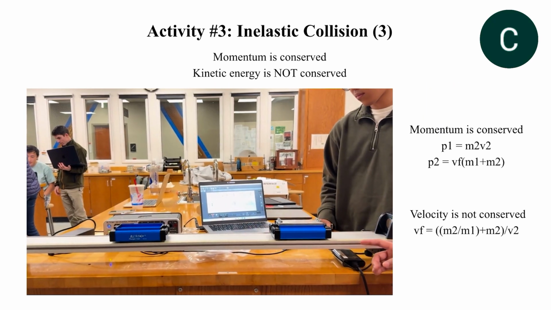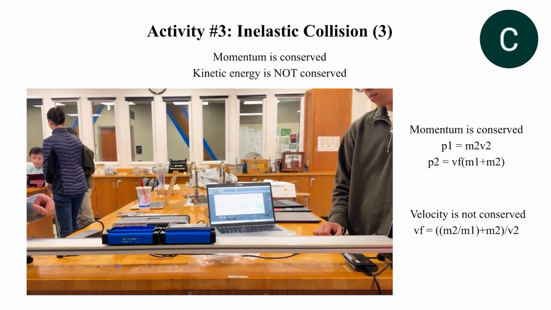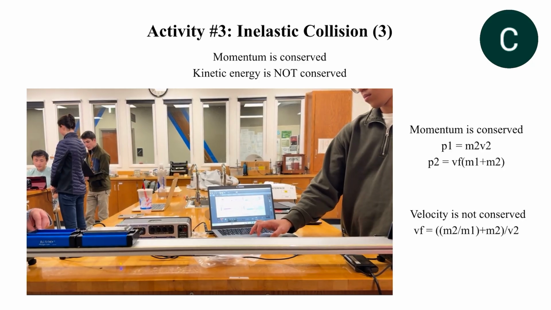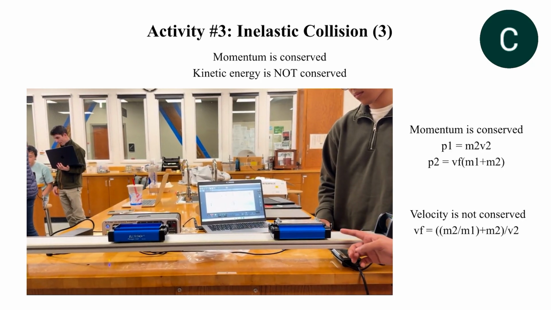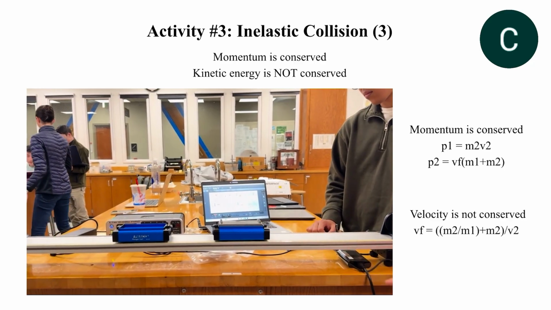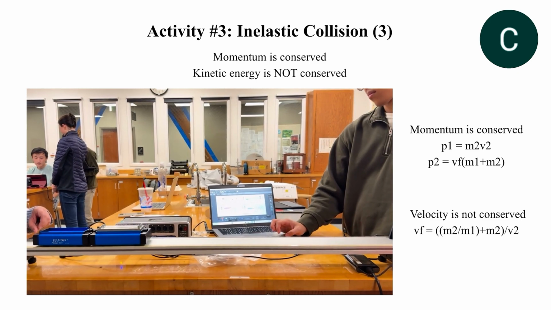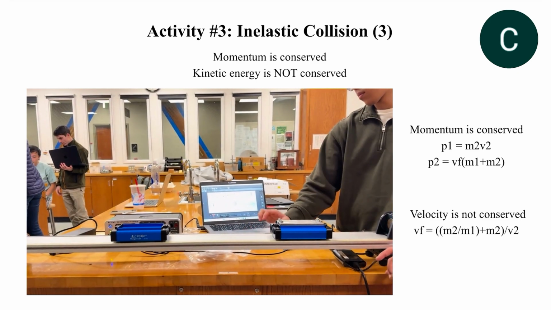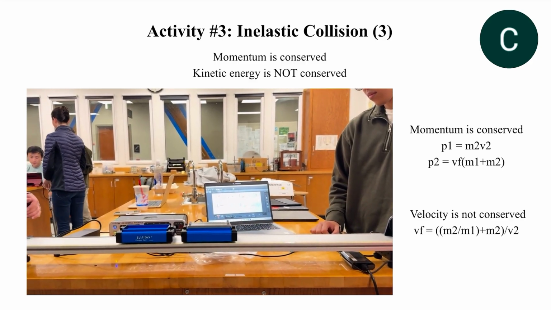In trial 3, cart 1 begins at rest while cart 2, which carries a 0.5 kilogram weight, moves toward it. When the two carts collide, the Velcro causes them to stick together and move together, mimicking a completely inelastic collision. Because the carts lock together, the kinetic energy is not conserved. However, the total momentum of the system is conserved. Before the collision, only cart 2 has kinetic energy and momentum because cart 1 is stationary. After the collision, both carts move together with a shared velocity.